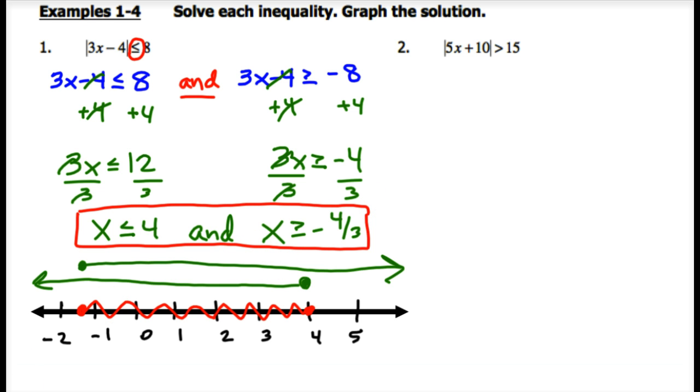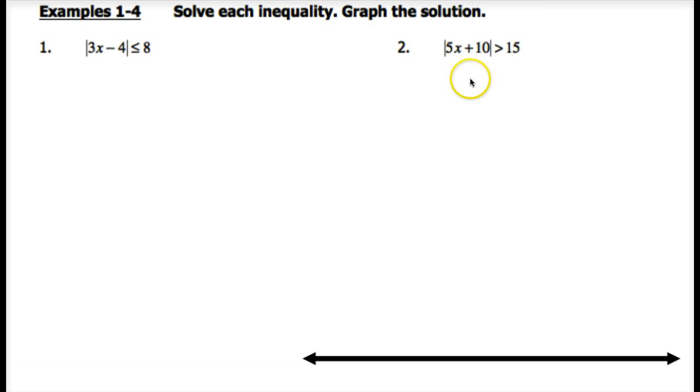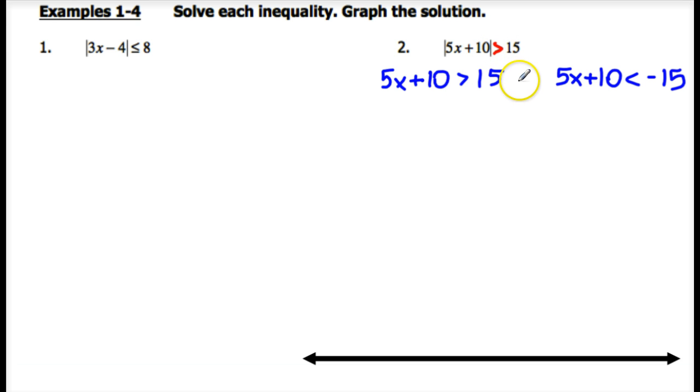Okay, now we're going to look at number 2. So in number 2, you have the absolute value of 5x plus 10 is greater than 15. So since your absolute value expression is isolated, you're going to write a compound inequality now. Your first inequality will be 5x plus 10 is greater than 15. Your second inequality is going to be 5x plus 10. Flip the inequality sign, so less than, and then make 15 negative, so that'd be negative 15. And now you have to put the word in between. This time we have a greater than sign, so anytime you have a greater than sign, you're going to use the word or. So 5x plus 10 is greater than 15, or 5x plus 10 is less than negative 15.